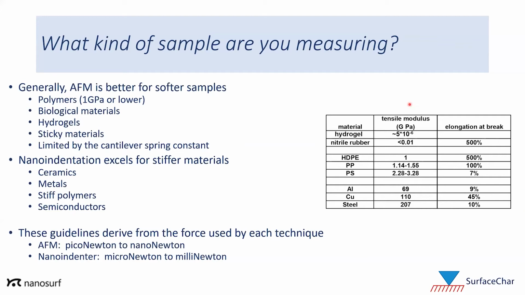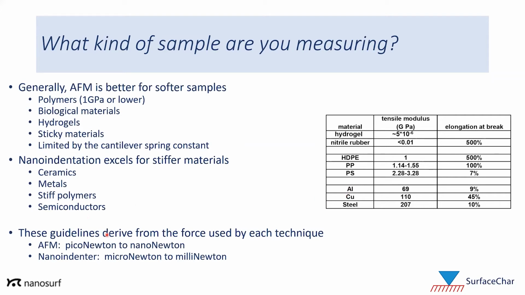And so here I have a chart of just some materials where we've got their modulus listed here. And so you can see on the low end of modulus, we've got hydrogels and elastomers like a nitrile rubber. Those would be wholly appropriate for AFM. Then this next group here, we've got thermoplastic polymers and polystyrene. Those are kind of in the middle and would probably be appropriate for both techniques. And then we've got some metals here with very high moduli, which are really only appropriate for nanoindentation.